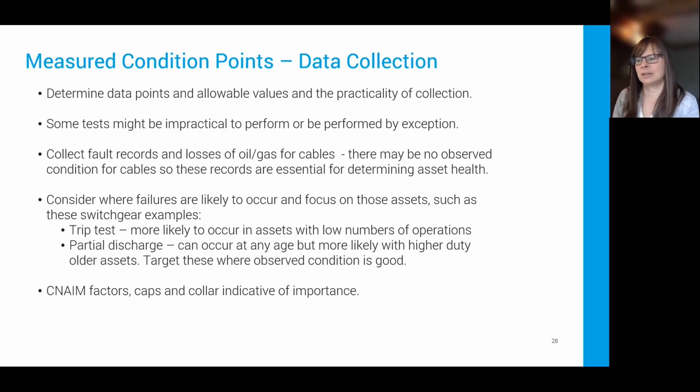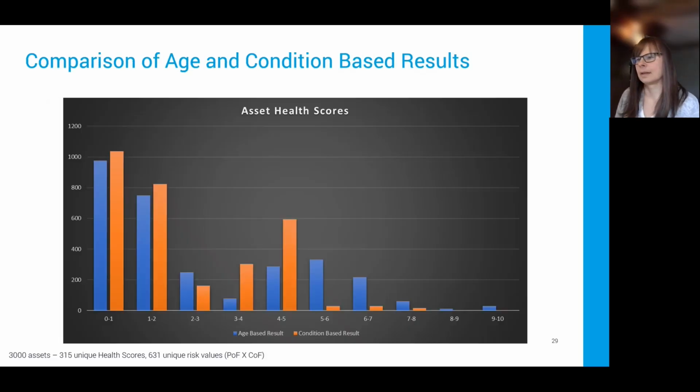And as I mentioned, those caps, collars, and factors are indicative of the importance of each data point. Once you've done that, and when we've added that into our 3,000 asset data set, we get a much richer, more diverse set of health scores coming through. In this particular slide, on the age-based, or age and location, we've removed the 5.5 cap, just to allow those assets to extend beyond 5.5 so that we can really compare what an age-based profile looks like compared to a condition-based one. And we can really see that there's a big spike up at that 5.5.